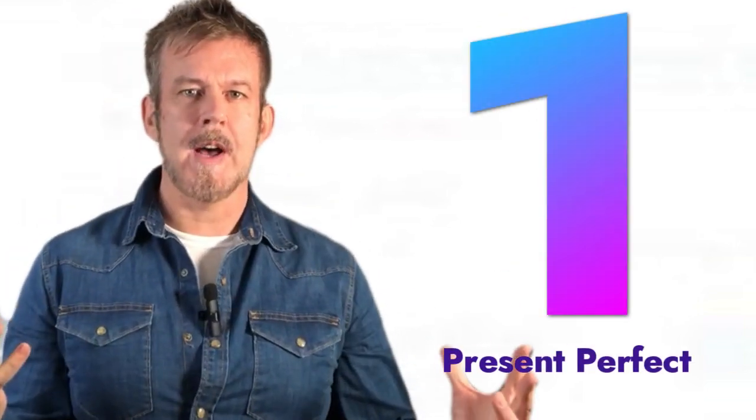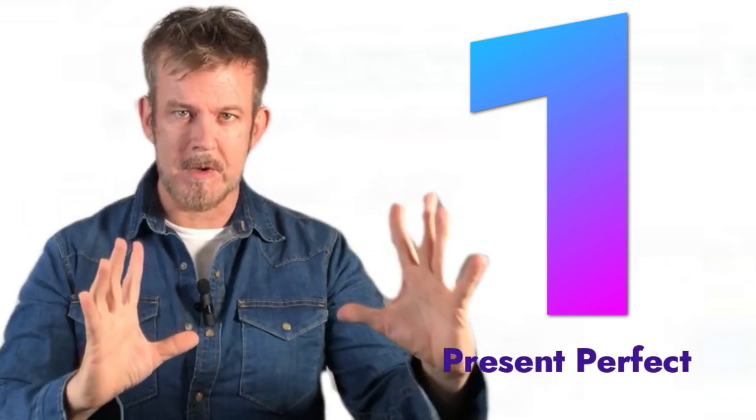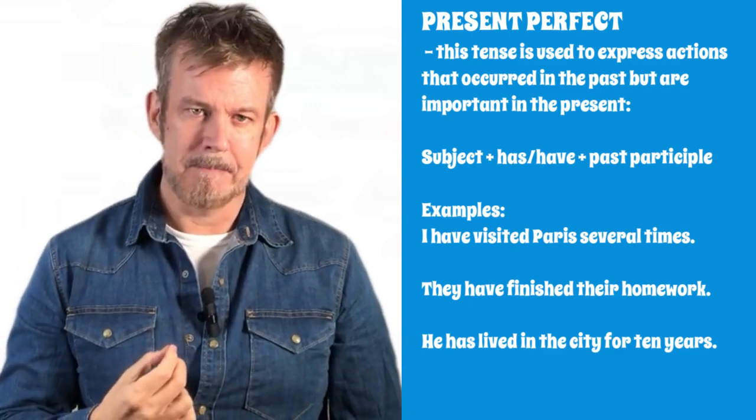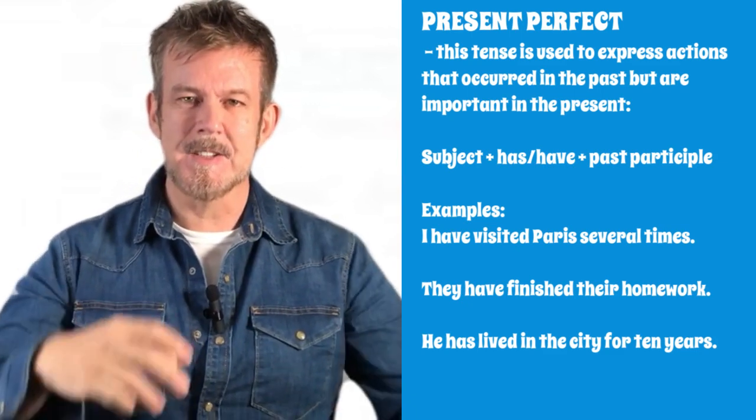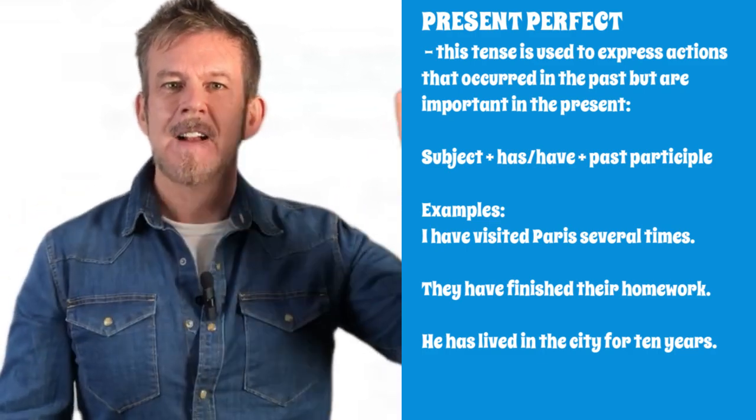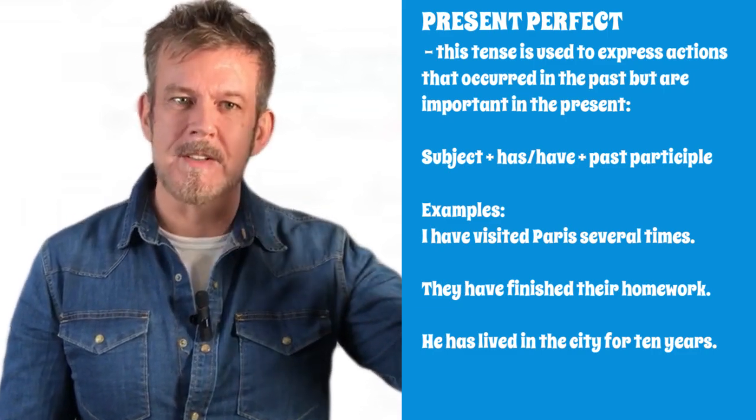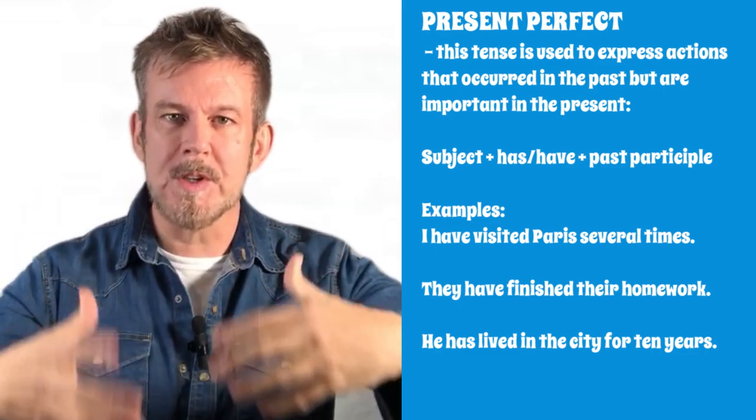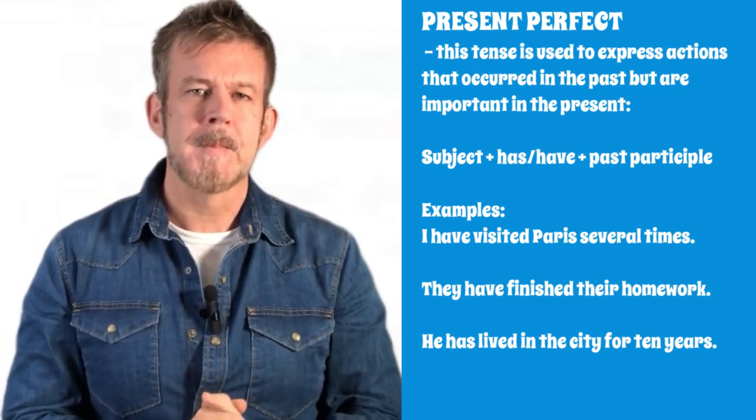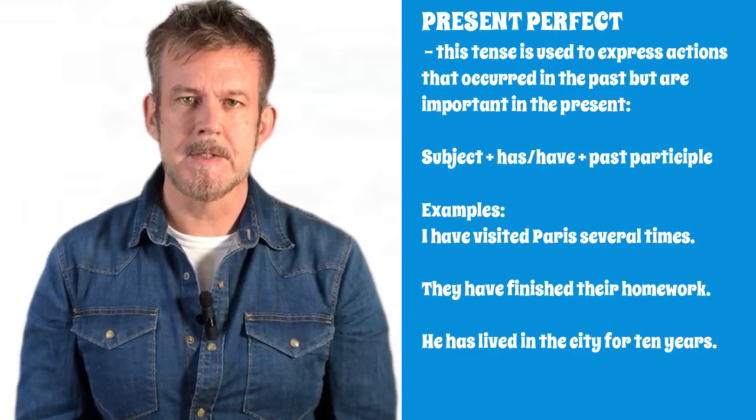And the number one most difficult tense in English, according to Google, is the present perfect tense. Now, the present perfect tense is used to describe or express an action that occurred in the past but is important in the present. It's important to the conversation right now. So, example, I have visited Paris several times.